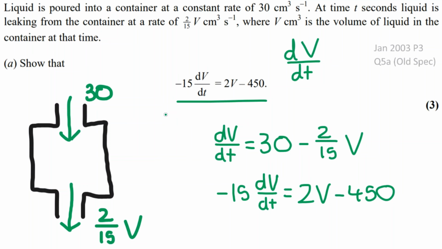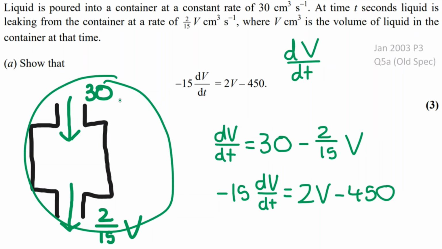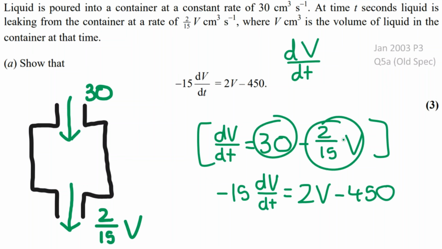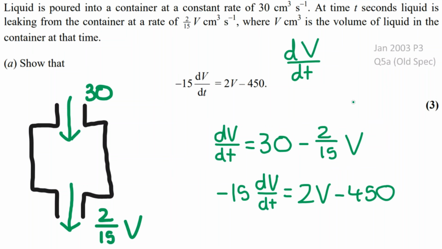So if you have a question like this and you're unsure, draw a diagram like this here in order to help understand what's going on, so you can write an equation like this here with the positive and negative rates all in one.